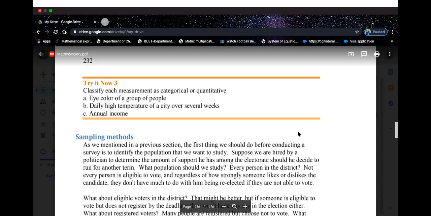Quantitative because the data represents a numerical variable. Yeah, but be aware of the cases where it's numerical, but it's still categorical. Okay. Anyway, yeah.